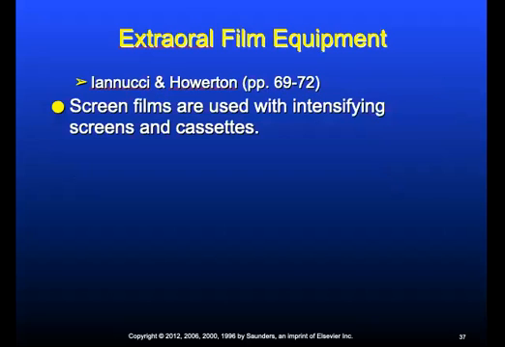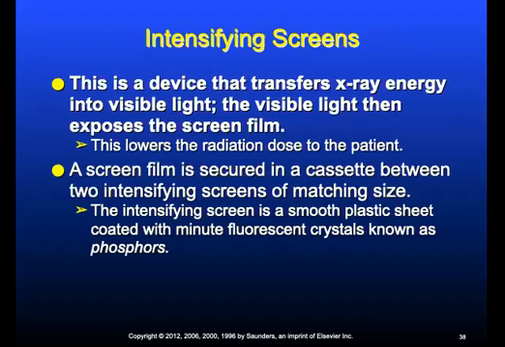So, extraoral film equipment. Screen films are used with intensifying screens and cassettes. An intensifying screen is a device that transfers X-ray energy into visible light. The visible light then exposes the screen film. This lowers the radiation dose to the patient. There is also a slight loss of image detail as a result of the intensified X-ray beam, because the light produces a halo effect on the edge of the image film.